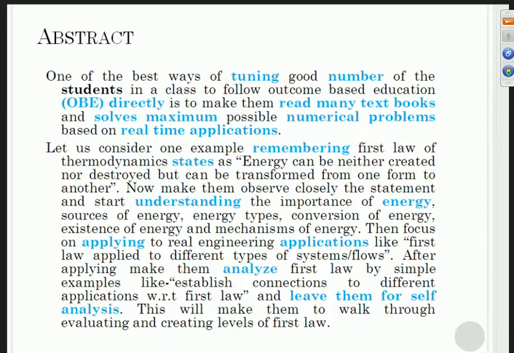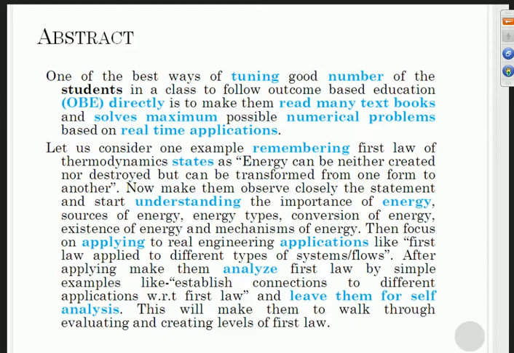That is our part to do, the mechanism, how we can implement it into the mindset of the students such that they can clearly understand the statement of the first law of thermodynamics. After that, let us focus on applying to real-time engineering applications, like the first law applied to different types of systems and flows. This part I would like to discuss with you with the help of some pictures, so that you will clearly understand how I have integrated it with the application level of the Bloom's.